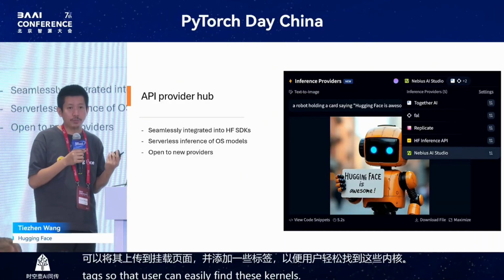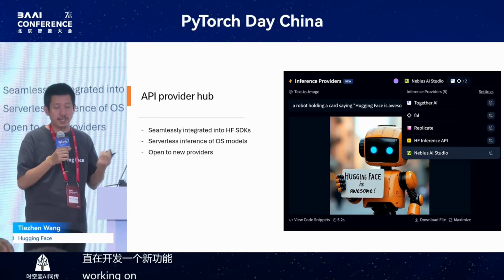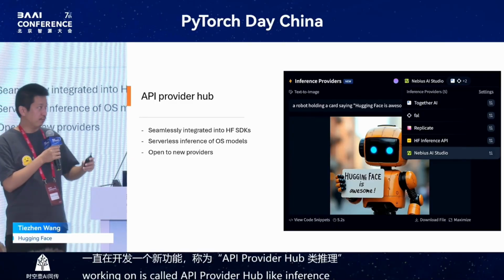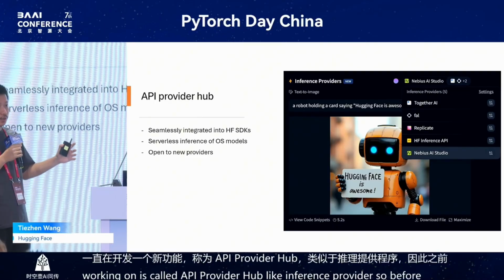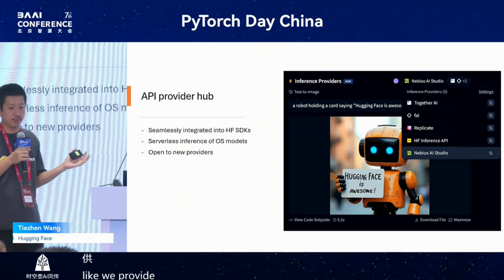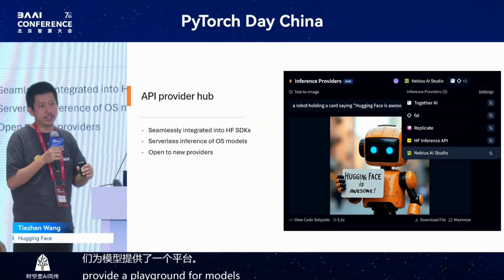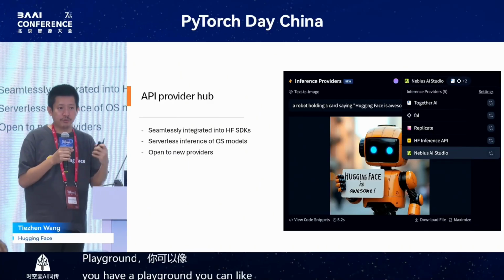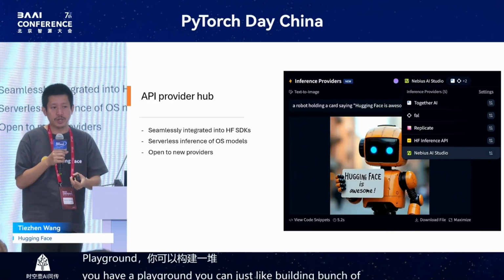A new feature we have been working on is called the inference provider hub. Before that, we provided a playground for models. If you go to a model page, on the right you have a playground. You can just feed in some input and try out the models.